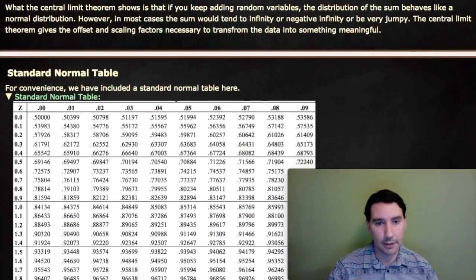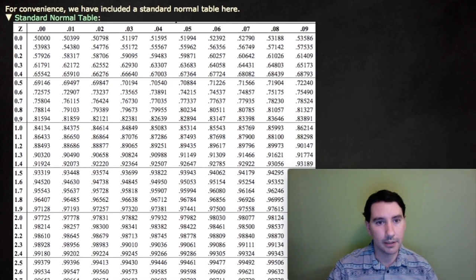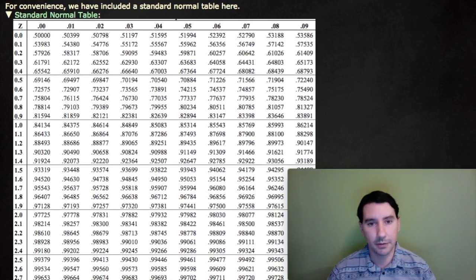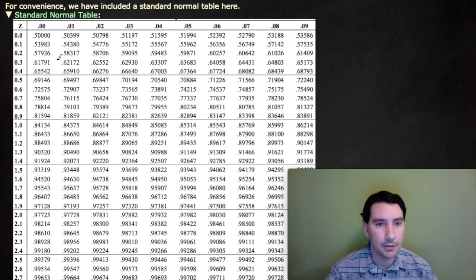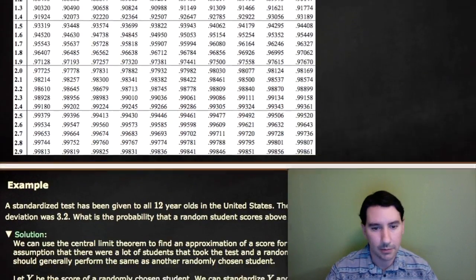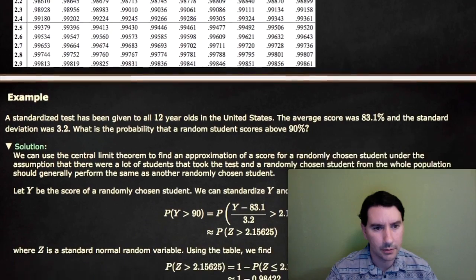So we've got a table here that's used for reading probabilities for a standard normal. I've just copied this over from the lesson on the normal distribution, where it was introduced. Let's look at a couple of examples of the central limit theorem.